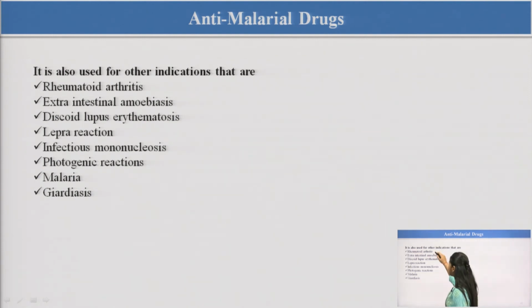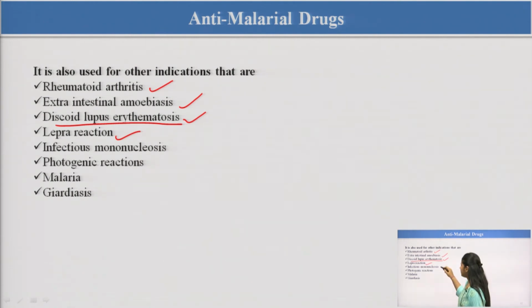It is used for autoimmune disorders, rheumatoid arthritis. It is used for intestinal infection. It is also used for another autoimmune disorder, discoid lupus erythematosus. Skin allergy, skin infection, and lepra reaction which is seen in leprosy. Then infectious mononucleosis, which is a condition caused by the Epstein-Barr virus, and glandular fever, so lymph nodes and the spleen are affected. So, chloroquine is effective in this condition also. Photogenic reaction, sensitivity to light, and allergy-mediated conditions, for that chloroquine can be given.